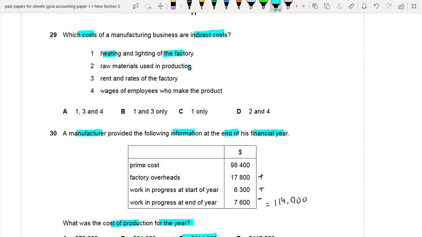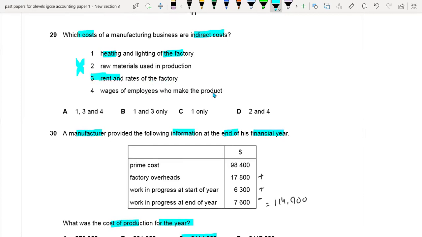Raw material used in production. So raw material is basically directly consumed to produce the goods or the products. And this is showing us that this is not the indirect cost. The money you have spent to purchase these raw materials would be your direct cost, not indirect cost. So B is not the right option. Rent and rates of factory, yes, this is your indirect cost.